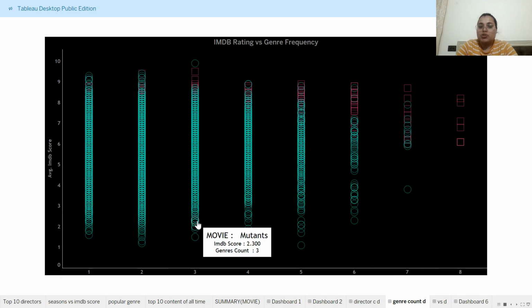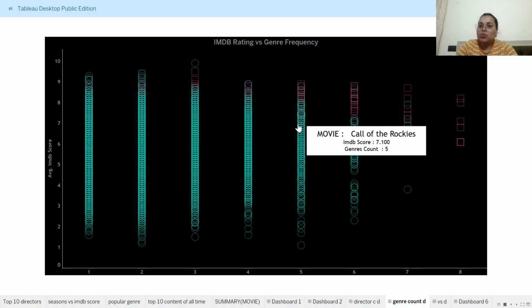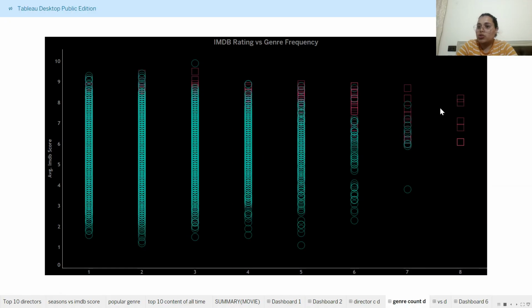So these are the exceptions. So what can we do? We can focus more on shows as per the genre count, because they have incredibly high ratings as per the movie database IMDb, right? As per the movie count.